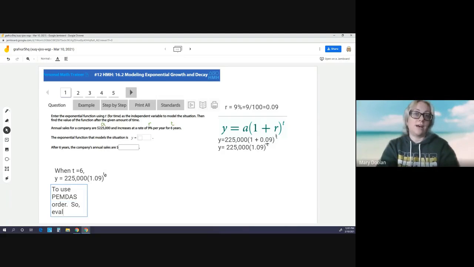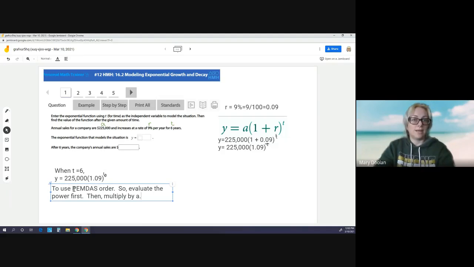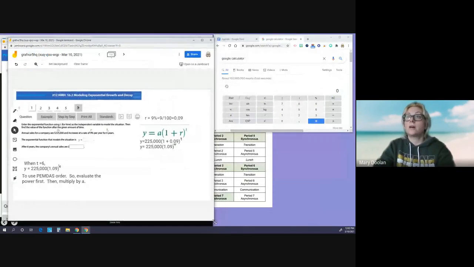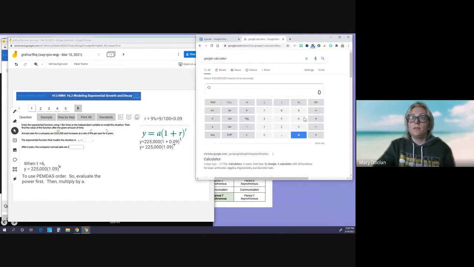So we're going to evaluate the power first, then multiply by A. A is 225,000. All right, so let's look at the calculator and see how we do that. You have to make sure you're using buttons in the right way. Here we go. I'm going to type in this power first. So I'm going to type the base in, which is 1.09. And then I need to hit this button, the X to the Y power.